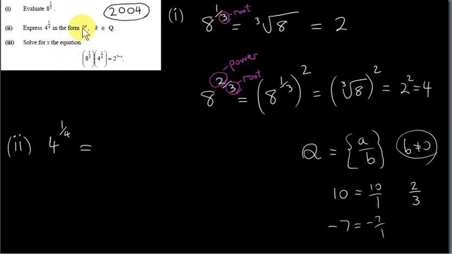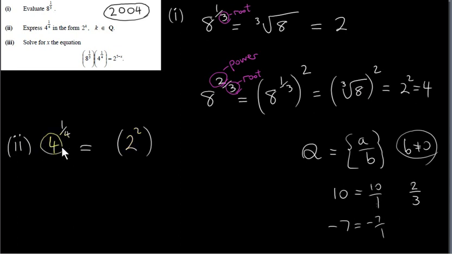Now, we want to write 4 to the quarter in the form 2 to the power of k. So we write 4 as a power of 2. That can be done. 4 is 2 squared. Now, that can be done quite easily. Obviously, if we were given, say, 5 to the power of a quarter, we would not be able to do this without a calculator.